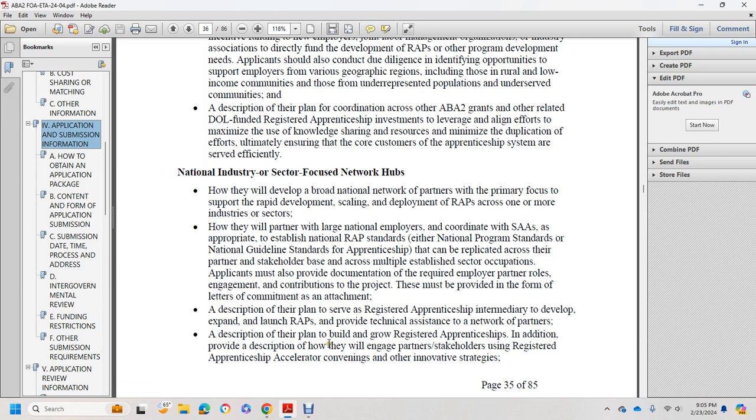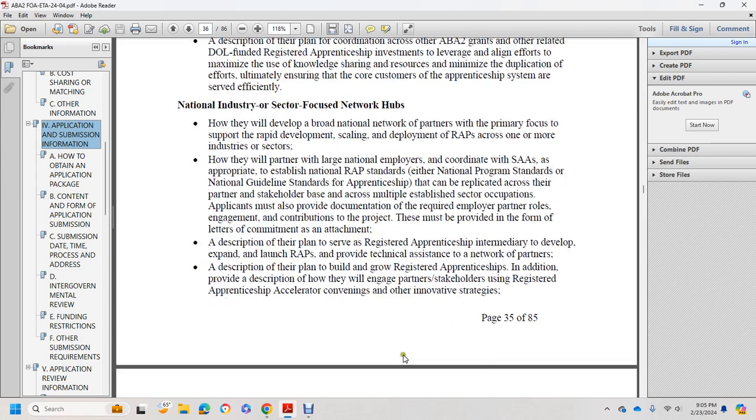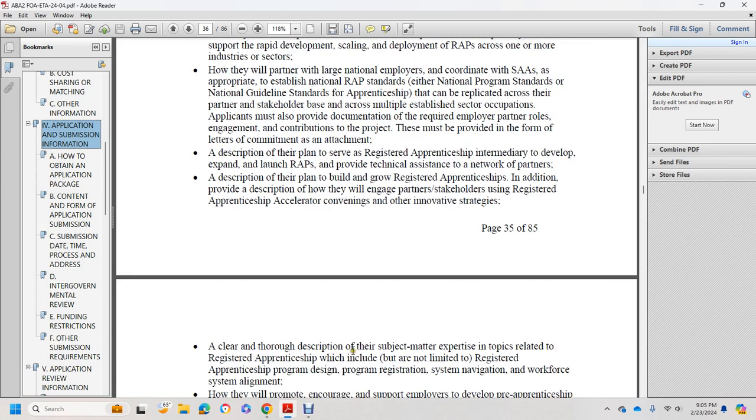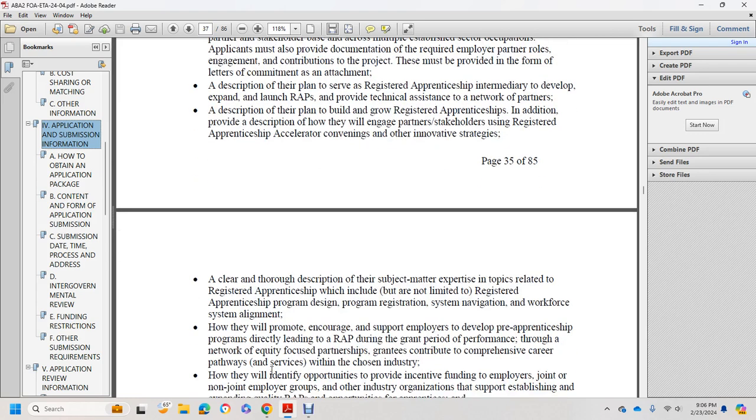In addition, applicants will provide a description of how they will engage partner stakeholders, use the registered apprenticeship accelerator convenings and other innovative strategies, and include subject matter experts on topics related to registered apprenticeship, including but not limited to registered apprenticeship program design, program registration, system navigation, and workforce system alignment.